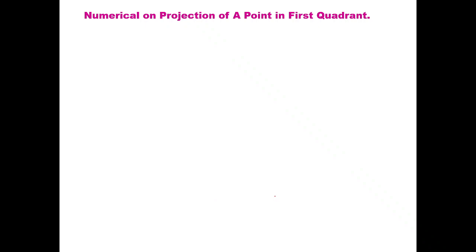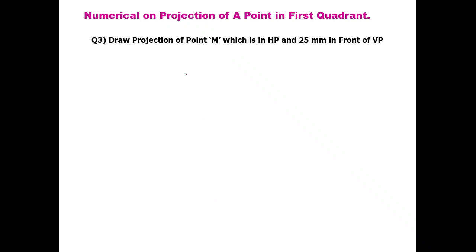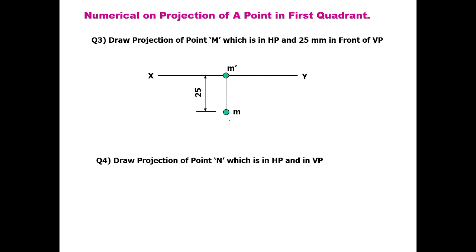Next, draw the projection of point M which is in HP and 25 mm in front of VP. First I will draw the XY line, then I will mark the point M, which is 25 mm in front of VP. And it is in HP, so its front view will be on the XY line. So that is M dash and this will be M.